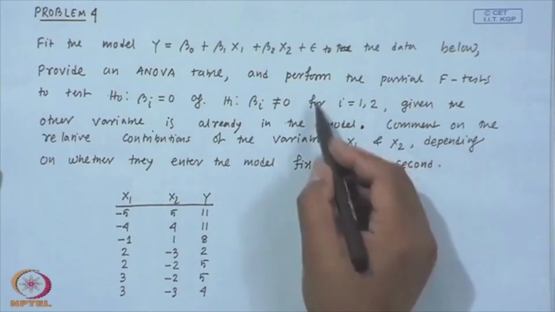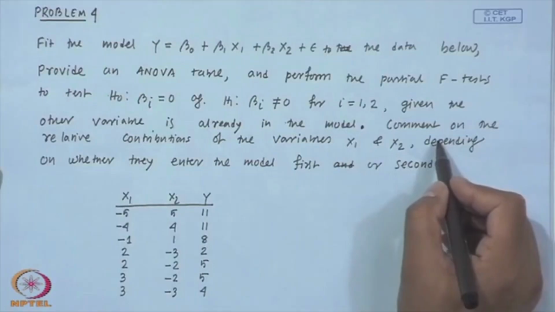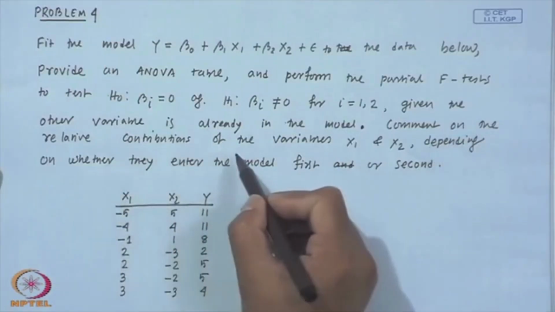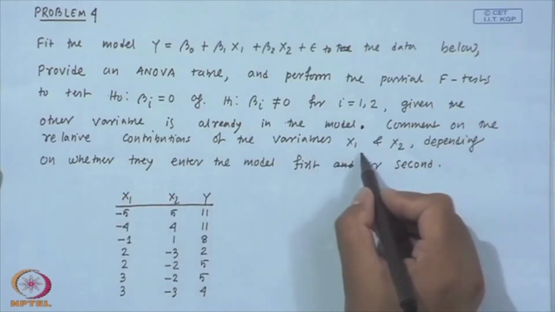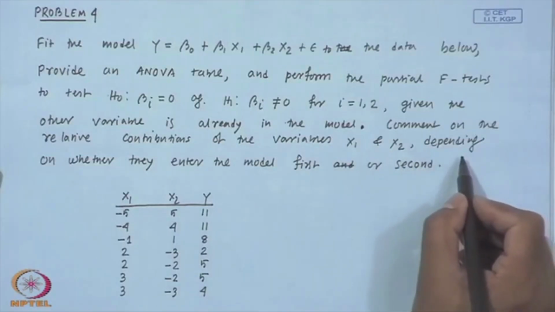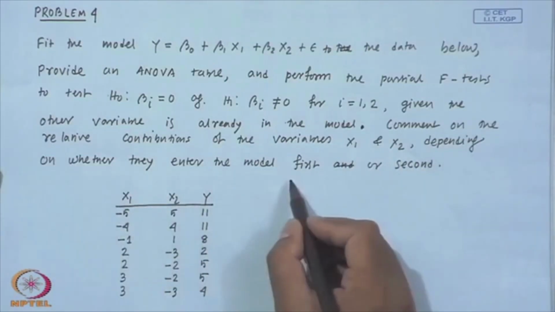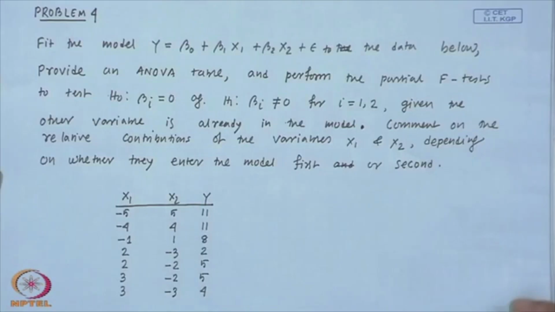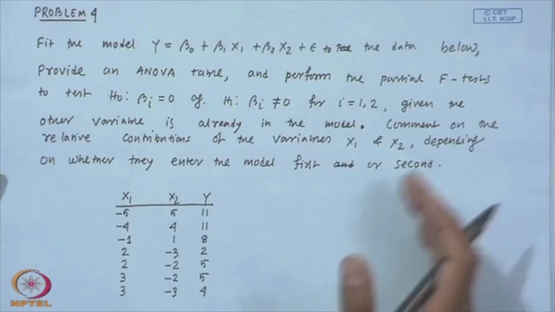Okay. So, let me do till this one, and then it said that comment on the relative contribution of the variables x1 and x2 depending on whether they entered the model first or second. Okay, I will come to this point later on.